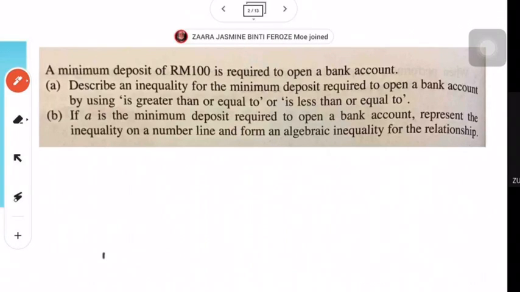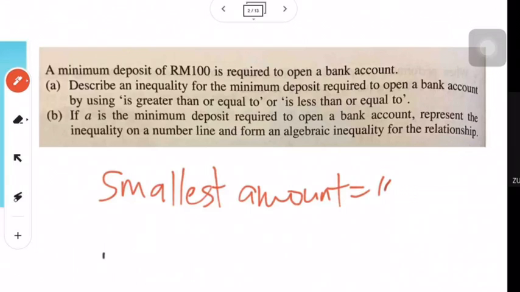The smallest amount is 100. So, how much can you deposit if the smallest amount is 100? Berapa? More than 100. Yeah, more than 100. Great. So how do you represent more than 100? Cuba tulis kat situ.